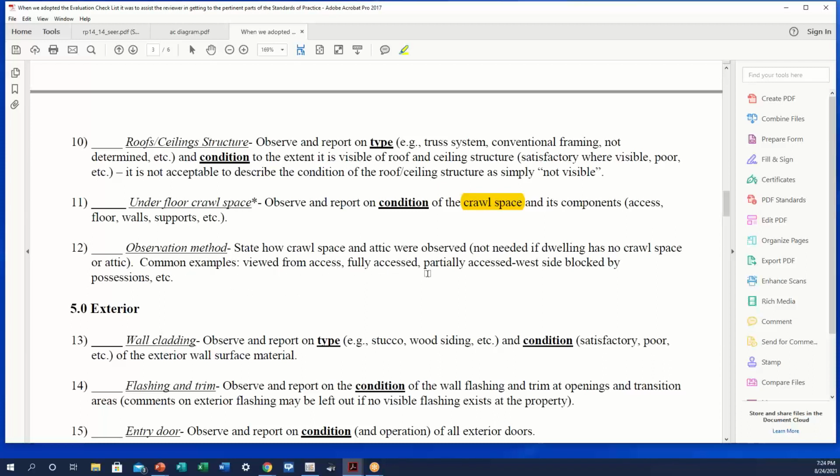Viewed from the access, fully accessed, partially accessed, blocked by possessions. I don't know how many of these reports I read. They said, we climbed into the attic and we climbed to all areas of the attic space. Why would you say that? What are you, like crazy?